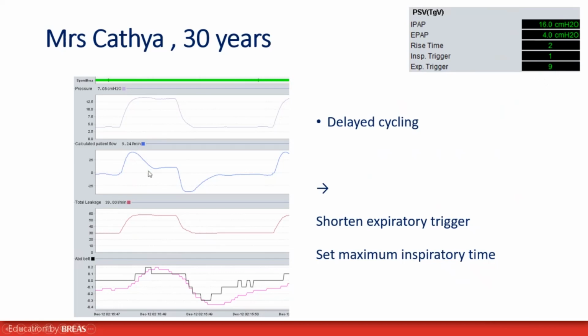Another reason could be leaks. If we have unintentional leaks, sometimes the inspiratory flow goes to the leak, and this is why the cycling criteria is not achieved. And in this case, we can use a TI max to stop the insufflation time.